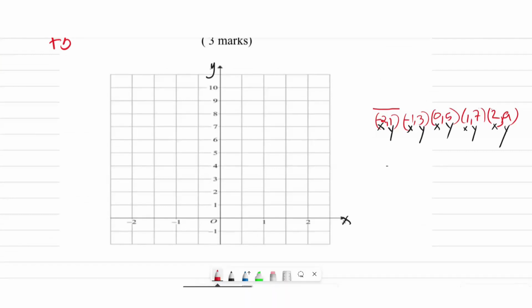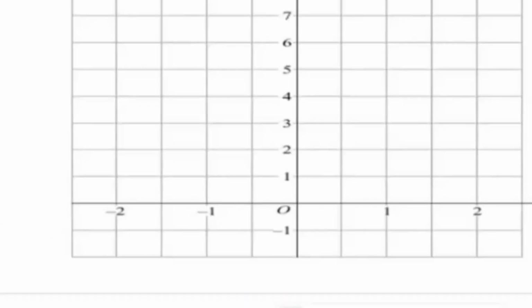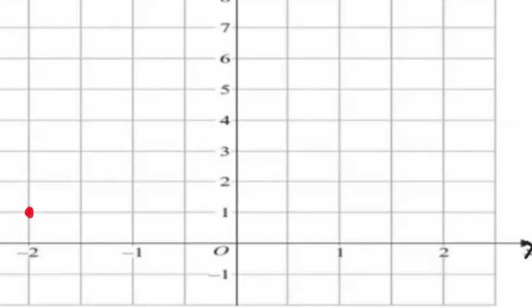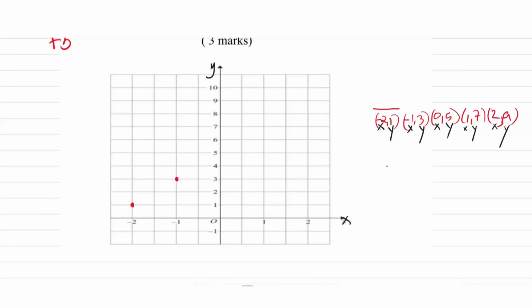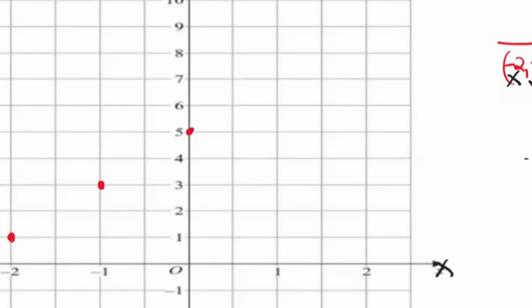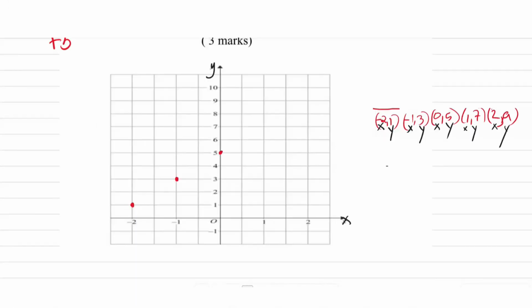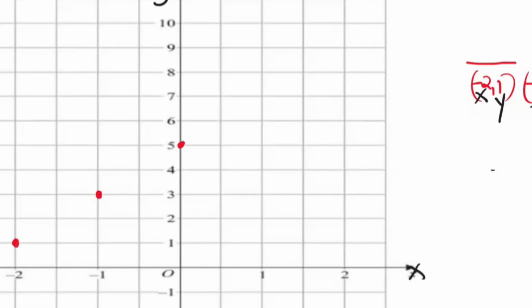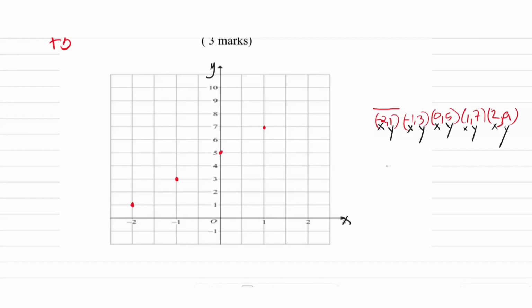So we're going to plot -2 with 1. -2 must be on the x-axis. It's right here. So -2 with 1 is right here. Then we're going to plot -1 with 3. So -1 with 3 is right here. We're going to plot 0 with 5. 0 with 5 is right here. We're going to plot 1 with 7. 1 with 7 is right here. So 2 with 9 is right here.